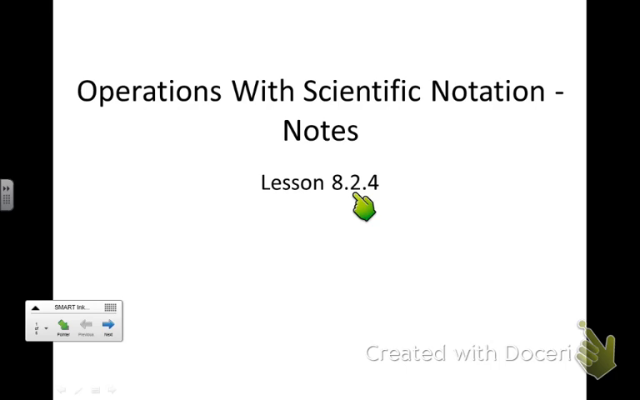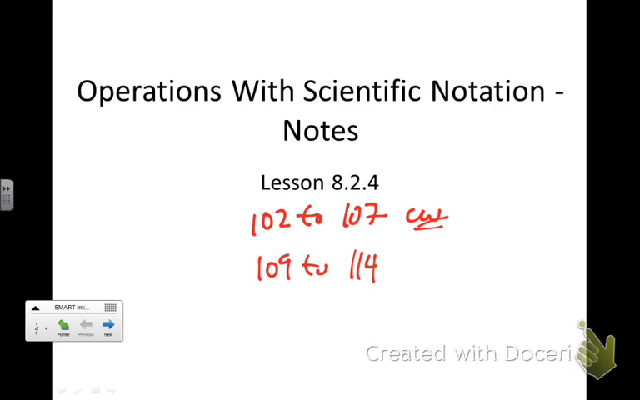Please write down what problems we're doing for classwork. For classwork, you're doing 102 to 107. That's your classwork. Your homework is 109 to 114. This is all section 8.